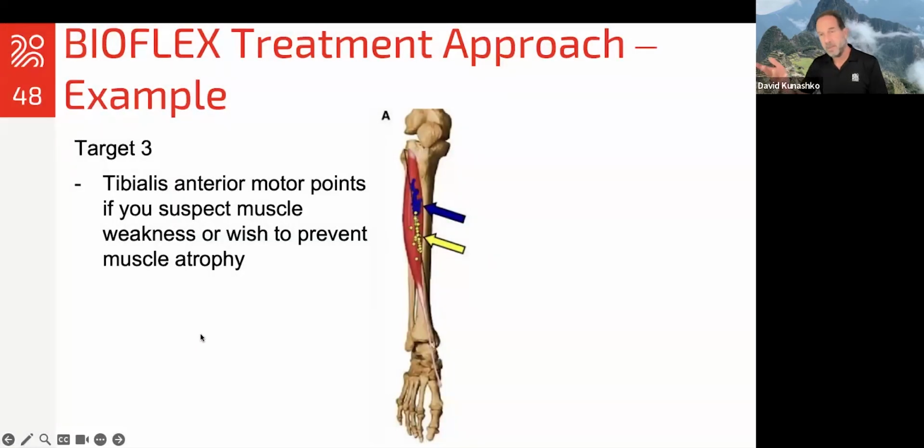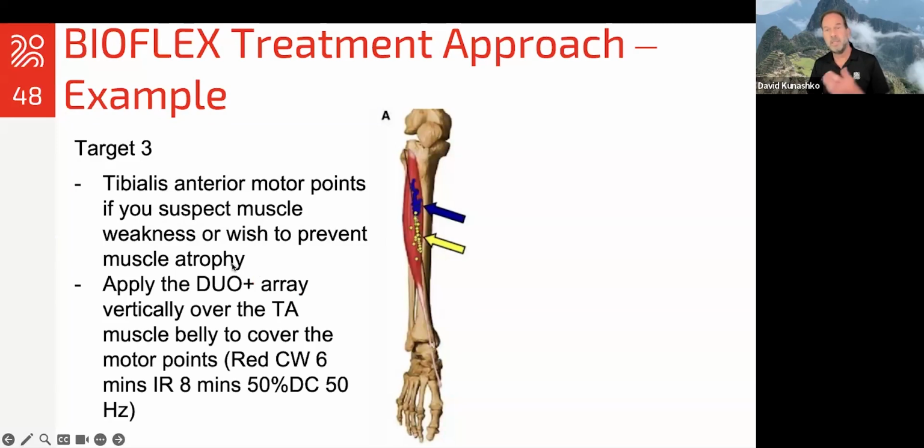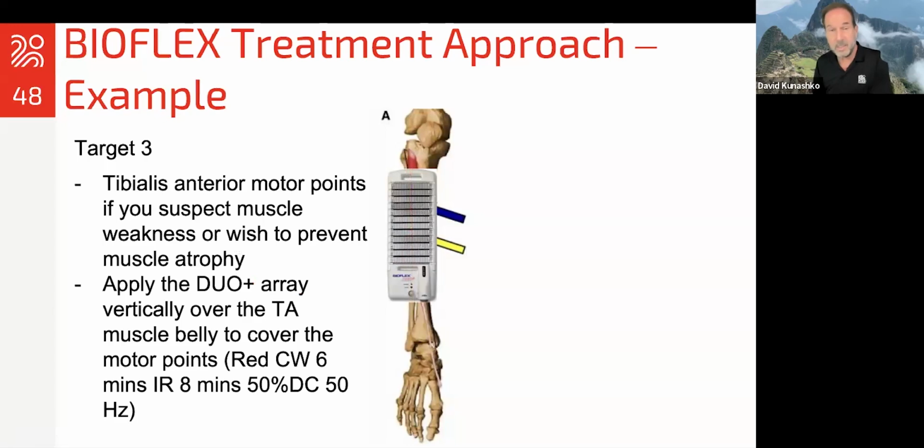And then if, for example, in this case, L5, tibialis anterior, and maybe you're having some issues there with the motor, then you want to apply the array over that area. You can do it vertically to cover the entire tibialis anterior muscle as well. And again, I suggested 6 minutes red, 8 minutes infrared, 50-50 is a good starting point there as well.